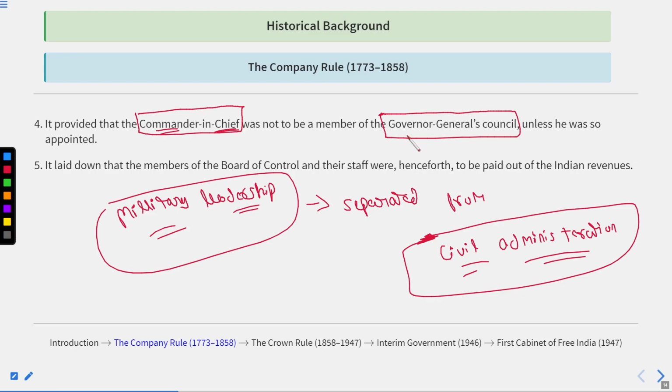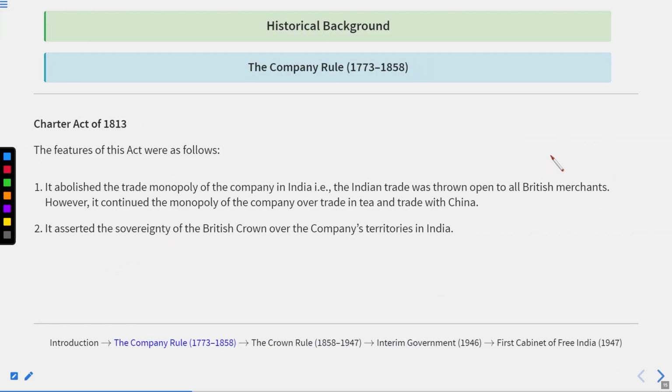It laid down that the members of the Board of Control and their staffs were henceforth to be paid out of the Indian revenues. It means that these six members who were part of the Board of Control and the staffs there to assist them, all of them would be paid out of the revenue collected from the Indian territories of Bengal, Bombay, and Madras. All right, so that is all about the Act of 1793.